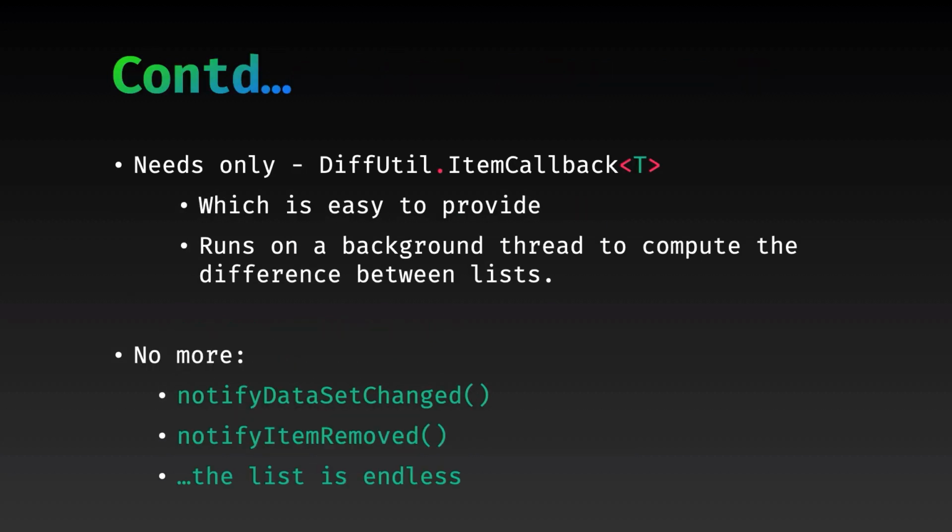So the constructor for the list adapter takes one argument, and that is the item callback. And we'll talk about this DiffUtil.ItemCallback when we are inside Android Studio. And it is also very easy to provide, that is it calculates the difference between two items, that is two objects, and it runs on the background thread to compute the difference between the lists. And here I am saying list because the list contains the items, and whenever the difference is calculated on the list, it is calculated item wise.